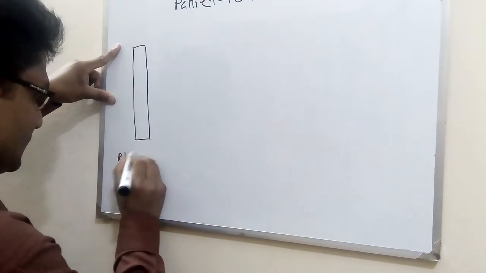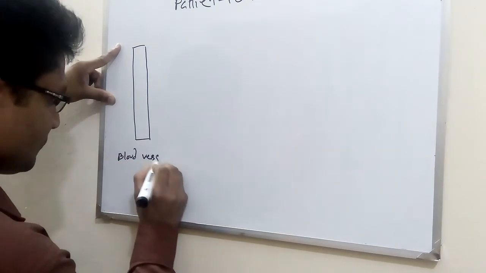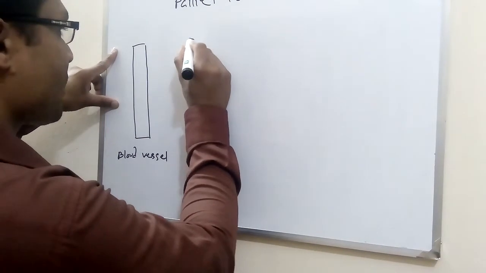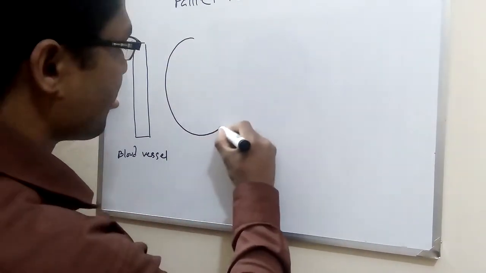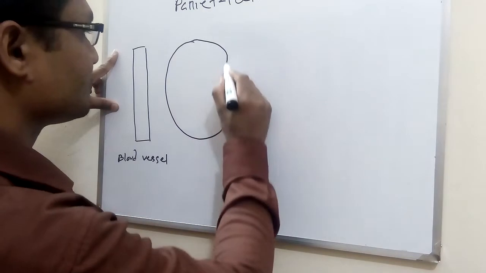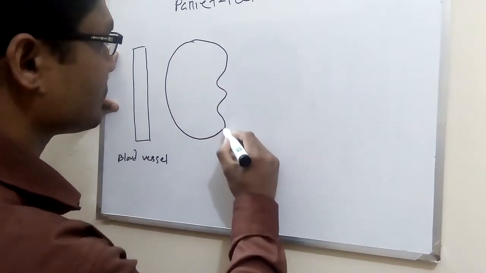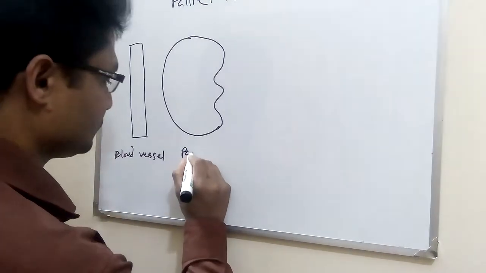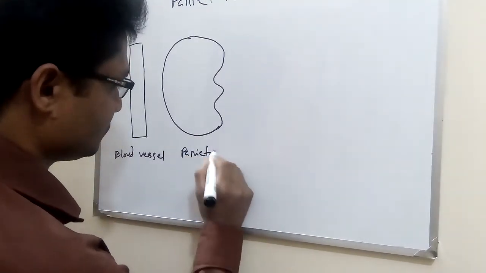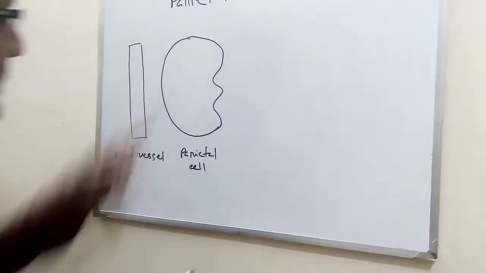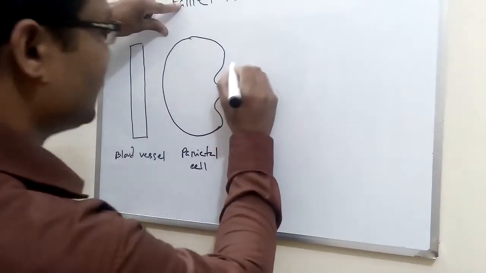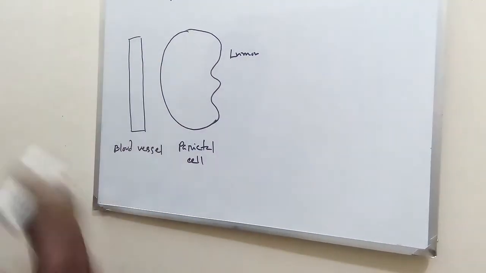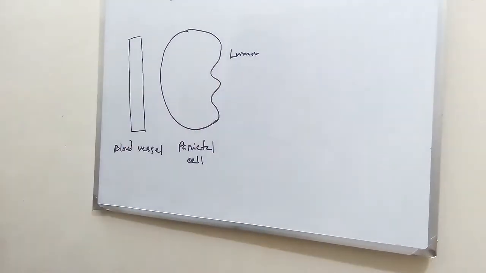This is the blood vessel. And this is the parietal cell. Lumen. This is the inner side of the stomach, and this is the outer side. And this is the vessel.